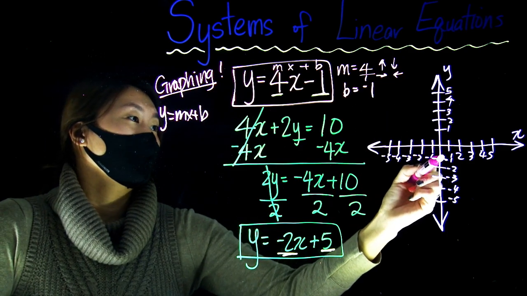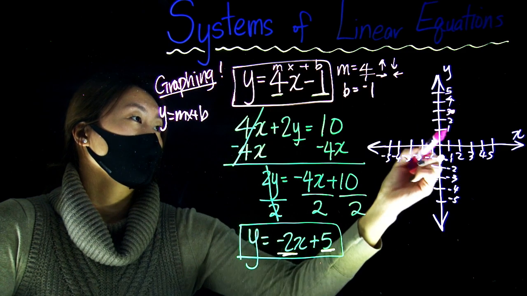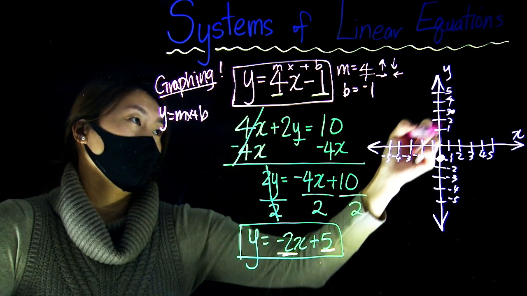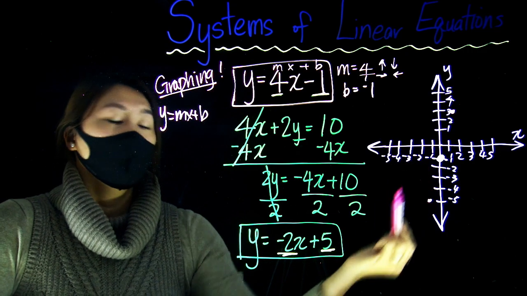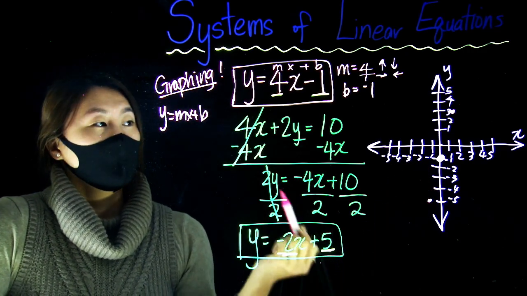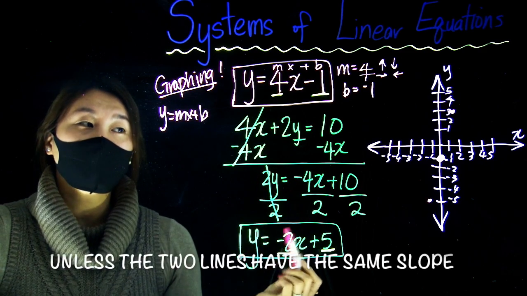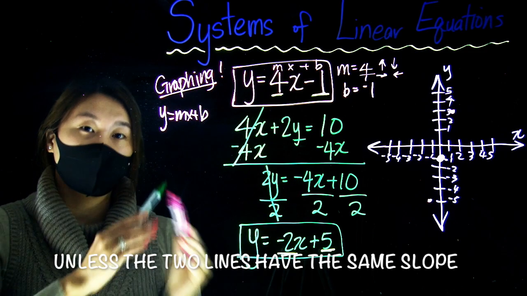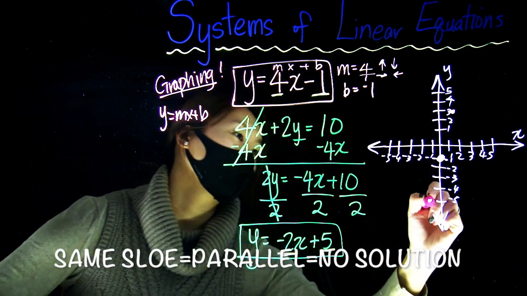So I go up 1, 2, 3, 4, over 1. I can do one more if you wanted to, and then I could go down and over 1. When you're graphing systems, you must graph at least 3 to 5 points or until the two lines intersect. So they must intersect. So let's try graphing this.